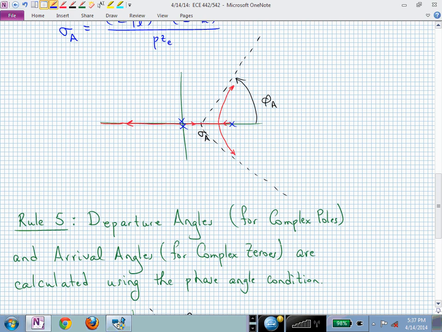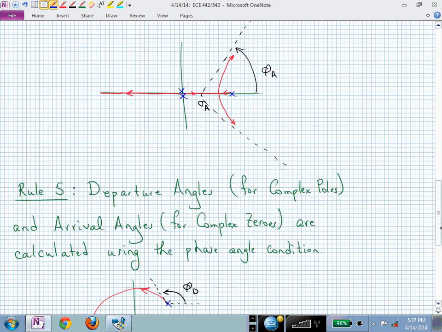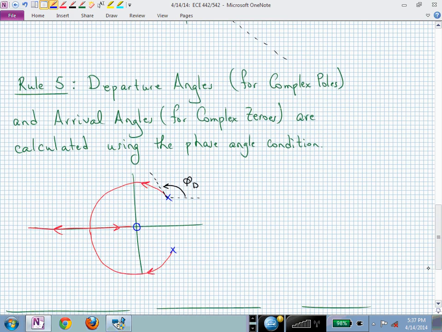So if you have 2 poles that are complex conjugates, then you will have rule number 5. And this is really just answering the question, where are my branches? How are they leaving these complex poles? Those are the angles of departure. Or if those poles were instead zeros somewhere, how are my branches approaching those zeros? Those are angles of approach, or angles of arrival.